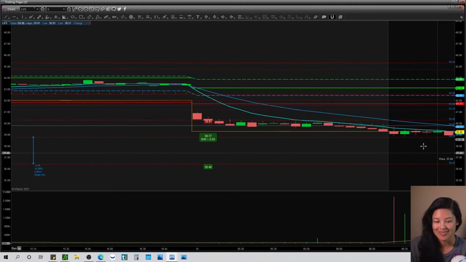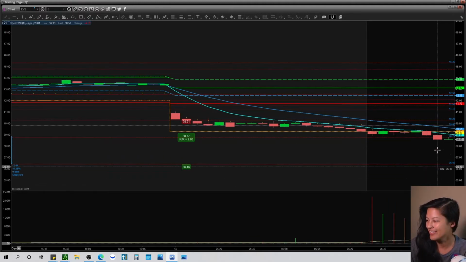And of course, my eSignal freezes. Here we go. So at 7 a.m. California time, we see that there's a 5-minute close below my pivot.